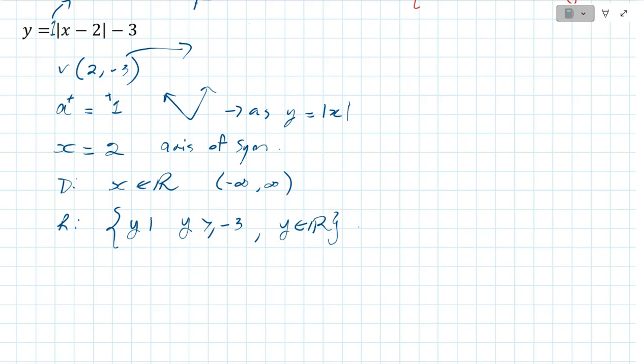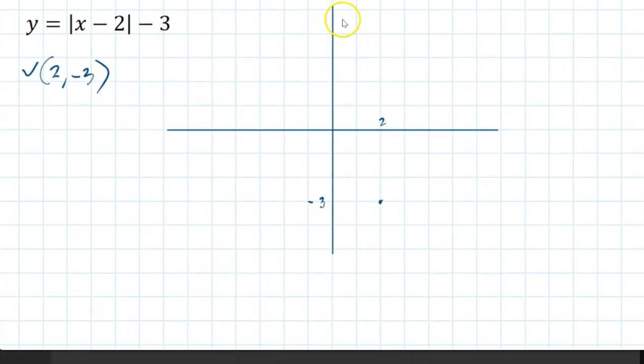All right, so let's go ahead and now graph this. I've got this xy coordinate plane here, and now I'm going to plot the vertex, which is (2, -3). That's your vertex right there. It does open up, we know that. And remember I said that this is congruent to the original parent function y equals the absolute value of x, which means it has the same behavior.